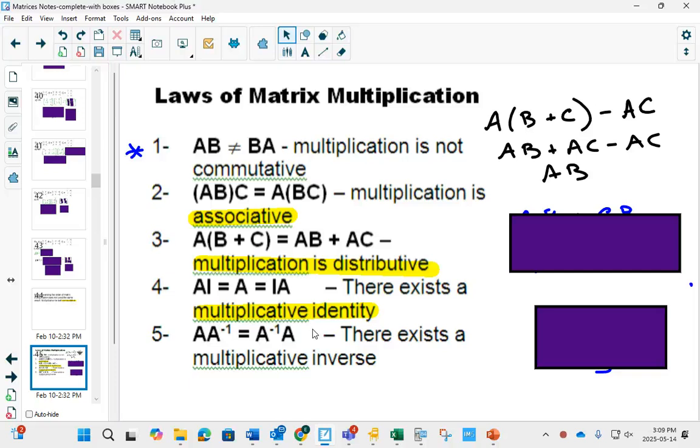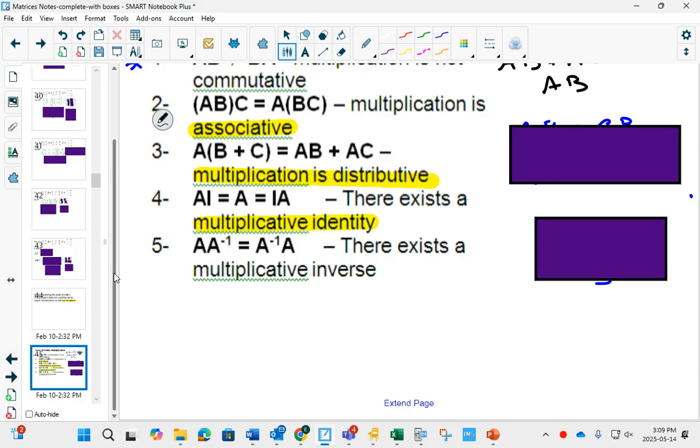And there's the identity matrix. Remember, the identity matrix is a square matrix with all ones along the diagonal. Check out what happens. I'm going to just take a 2 by 2. So let's just go 1, 2, 3, 4. And I'm going to take the identity matrix out in front. 1, 1, 0, 0.